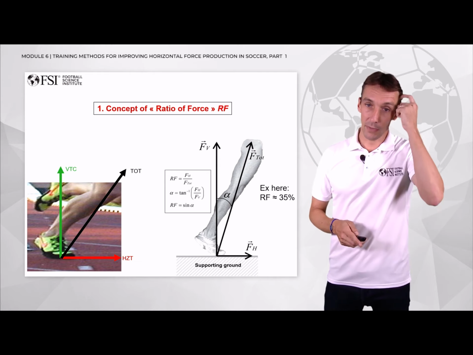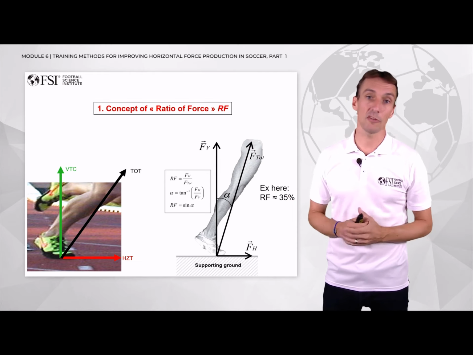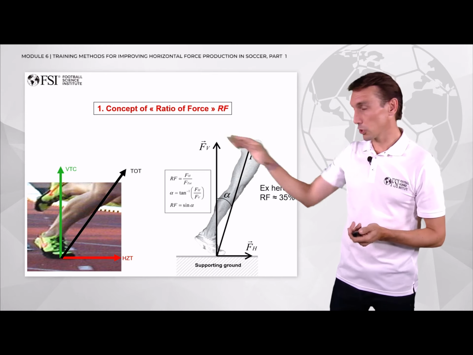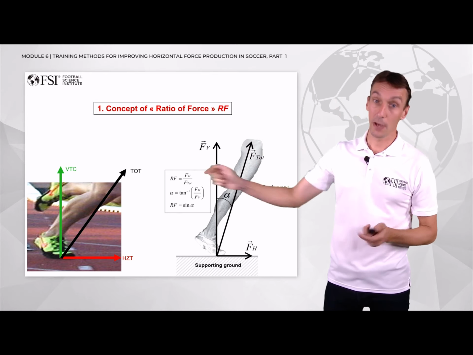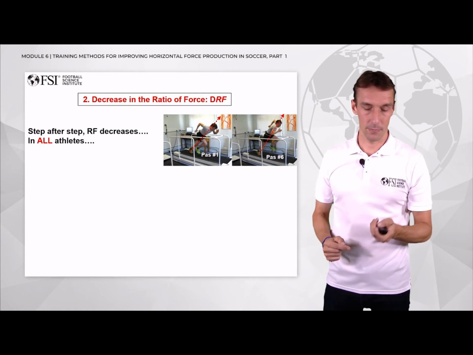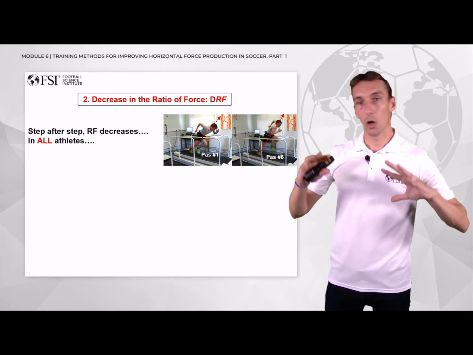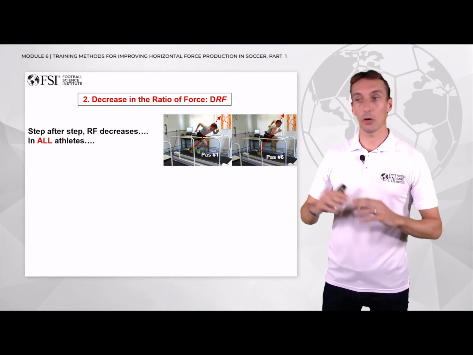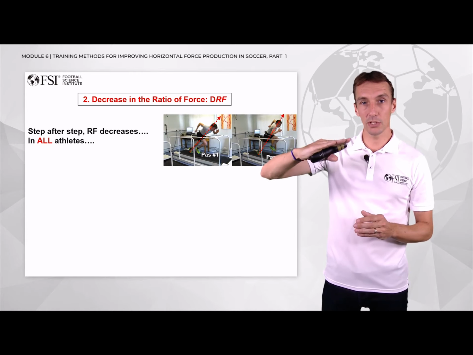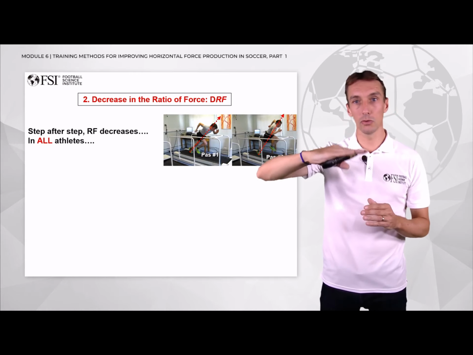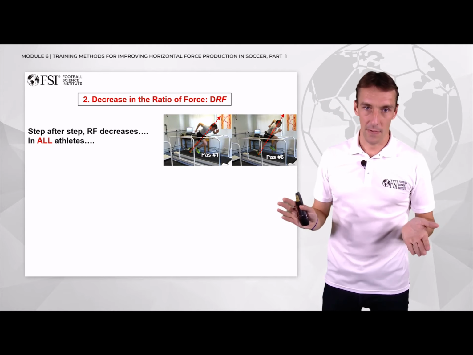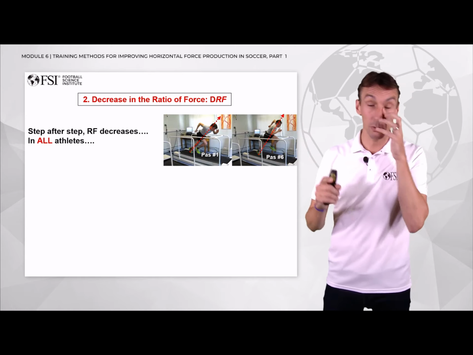So in this example, I have a ratio of force of 35%. What you need to remember is that if I orient my push more horizontally, for the same force, I will accelerate more. The second concept is that when some sprinters or football players accelerate, their body position goes from horizontal to upright. This is something we cannot avoid. It is systematic. So for example, in this picture, it's a sprint on a treadmill.